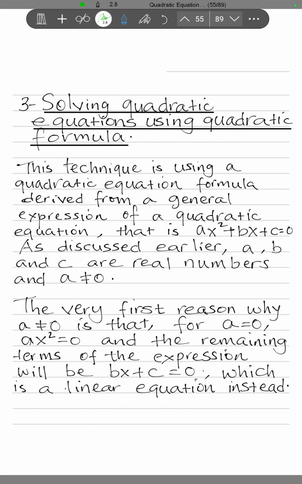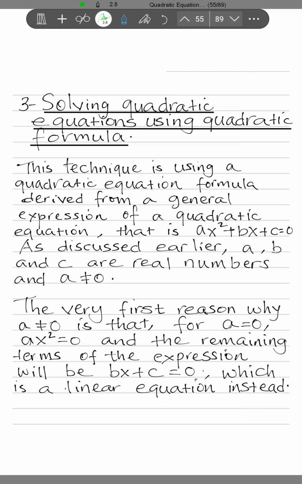Hello there. We are now in part 3 of quadratic equations. What we have done in part 1 is we defined quadratic equations and applied the technique of solving quadratic equations by factorization. In part 2, what we have done mainly is solving quadratic equations by the completing square technique. In part 3, what we are going to do today is solving quadratic equations using the quadratic formula.